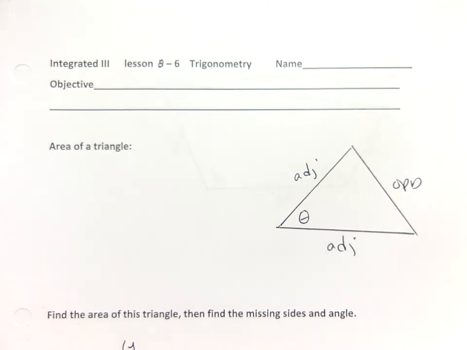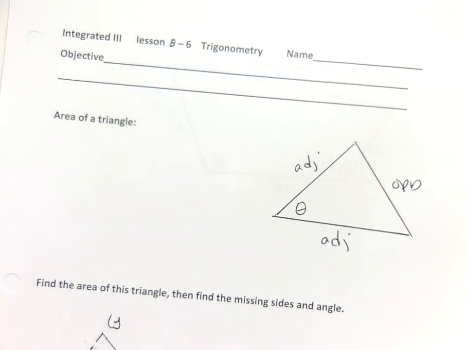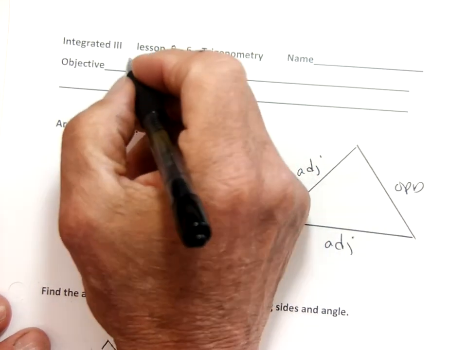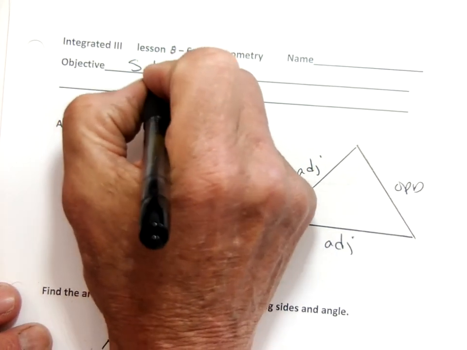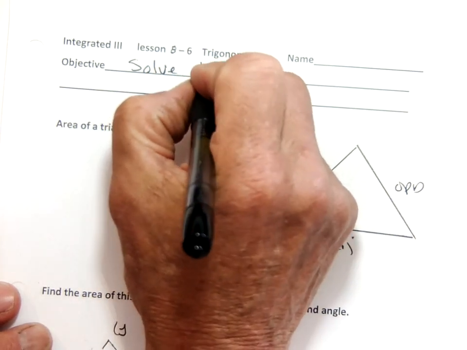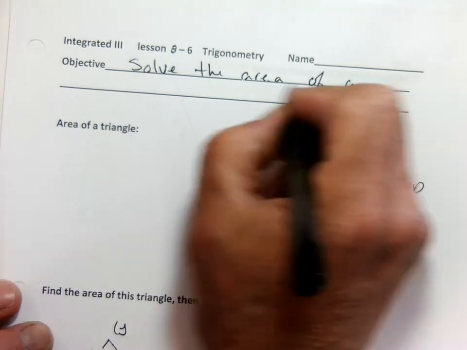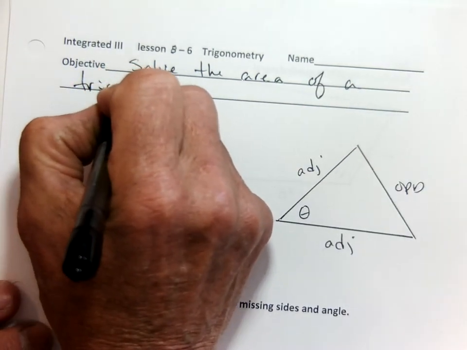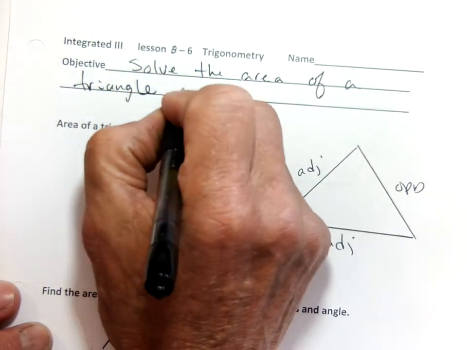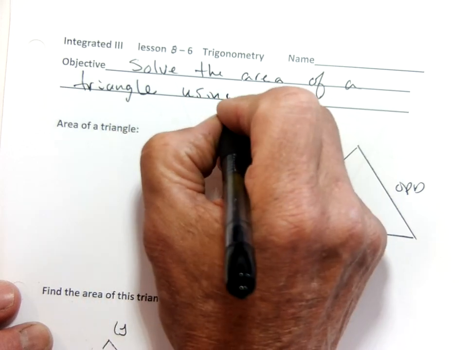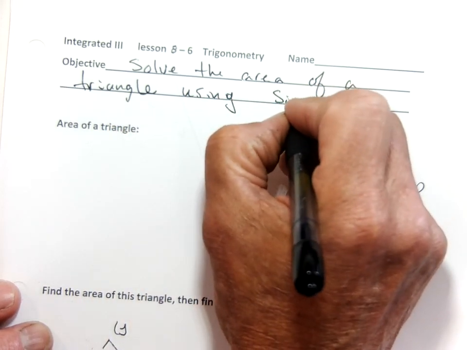All right, everybody, let's look at today's lesson. So today we're going to talk about the area of a triangle, okay? So we're going to solve the area of a triangle using sine. Well, what the heck?